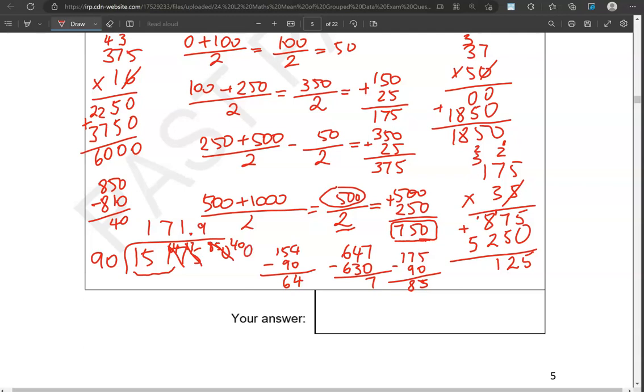How many 90s into 400? Which is the same as saying how many 9s into 40. And that would be 4, because 9 times 4 is 36. So 400 take away 360 leaves us with 40 again. So we can see the pattern. This is going to be 4, 4, 4 recurring. So £171 and 94 pence.